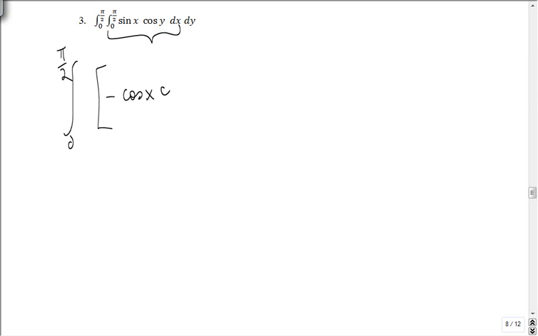Minus cosine x cosine y. Beautiful, because the integral of sine is negative cosine. And x goes from 0 to x equals pi over 2, dy. Okay, so let's substitute now.